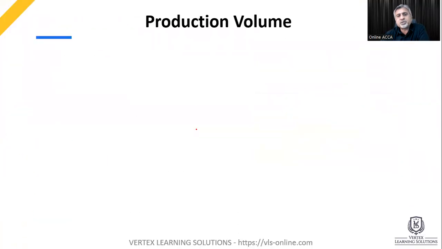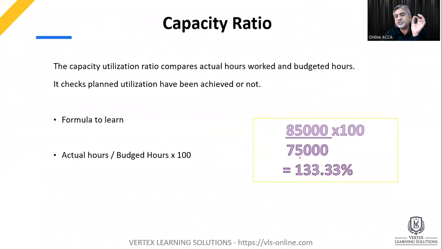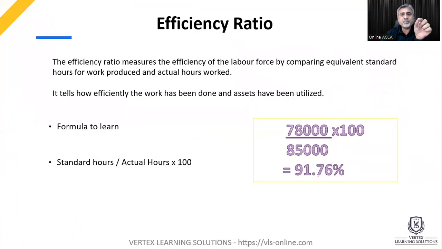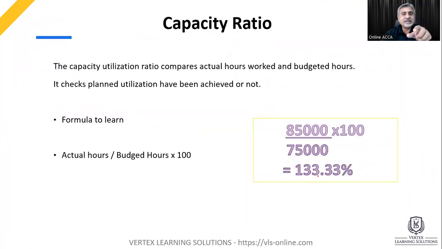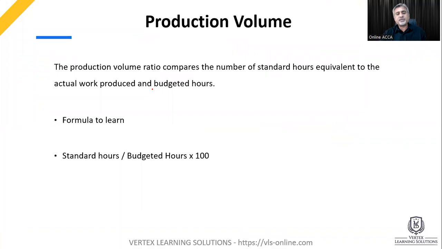Next is my production volume ratio. As I told you, for production volume you have two methods. Either you multiply these two, 91.76 multiplied by 133.33, and you get production volume straight. But there is a direct formula for production volume as well, and you can remember that formula.